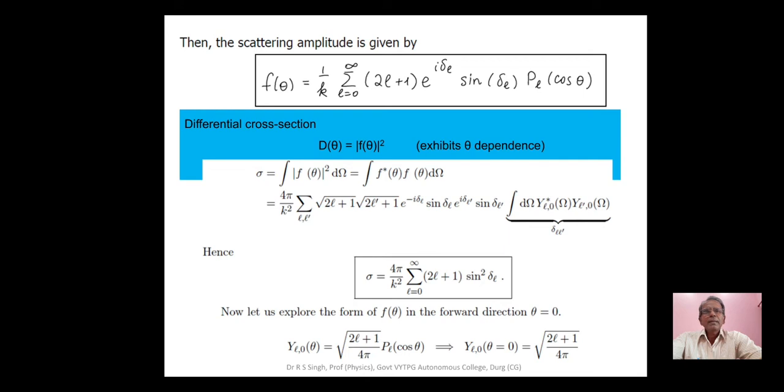Now the scattering amplitude is given by f of theta equal to 1 upon k, summation taken over l from 0 to infinity, 2l plus 1, exponential i delta_l, sine delta_l, P_l(cos theta). The differential cross section d sigma upon d omega is equal to mod f(theta) squared, which exhibits theta dependence, and the total cross section sigma is equal to 4 pi upon k squared, summation over l from 0 to infinity, 2l plus 1, sine squared delta_l.